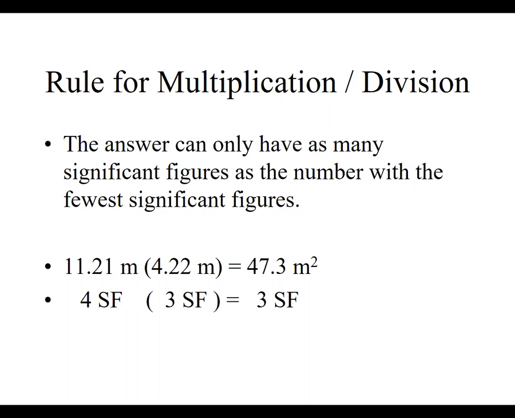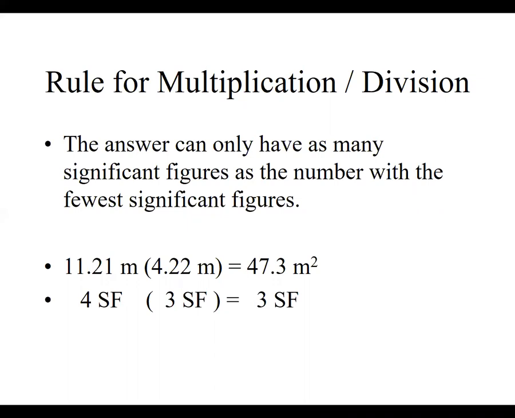You just go down the chain of numbers you're multiplying, and you count the number of significant figures in each, and the answer is limited to the number of significant figures in the number with the fewest. So in this case, 11.21 meters has 4 significant figures, but 4.22 meters has only 3 significant figures, and therefore our answer can only have 3 significant figures. And so we could have figured out immediately that the answer was going to be 47.3 square meters without having to do that calculation 3 times.